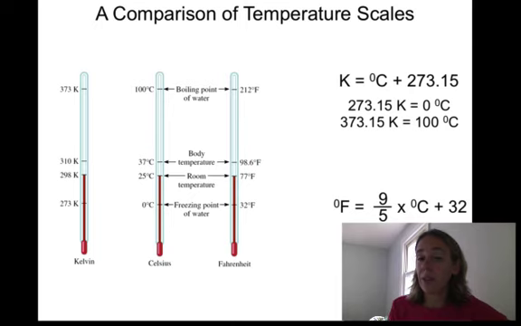The conversion between Fahrenheit and Celsius is not as straightforward. For finding Fahrenheit, you need to multiply Celsius temperature by 9/5 and then add 32.